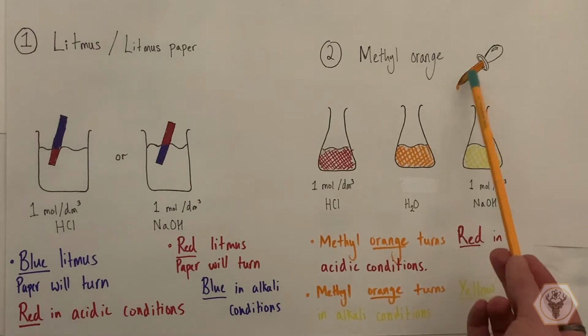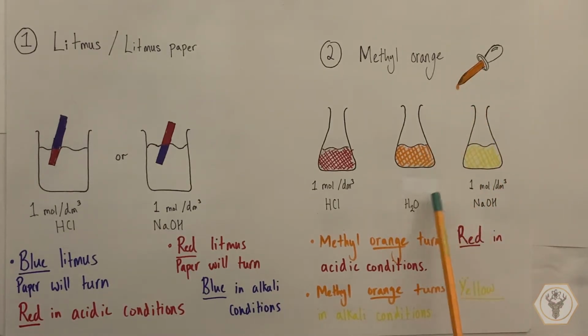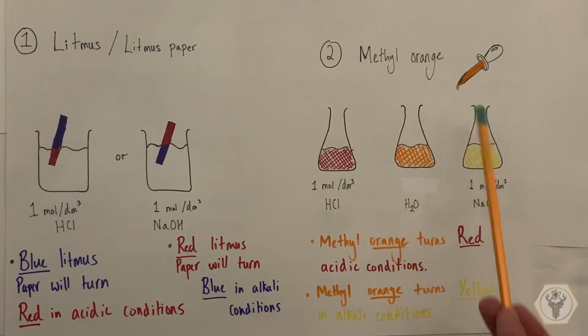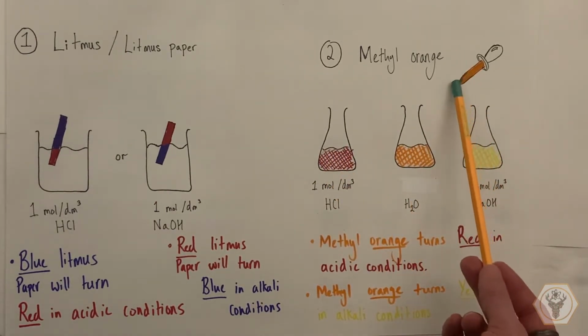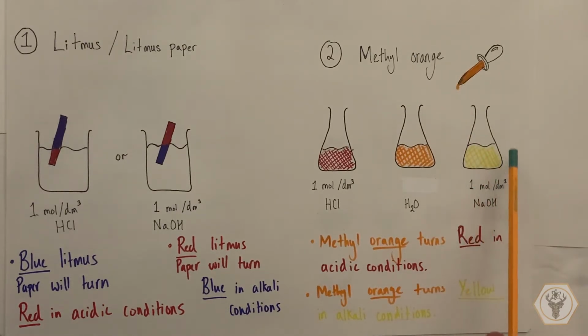You can see that when the methyl orange was put into neutral solution, it stayed orange. When the methyl orange was placed into the acidic conditions, it has turned deep red. And when the methyl orange was placed into the alkali conditions, it seems to have turned slightly more yellow. So methyl orange changes from orange to red in acidic conditions, and it changes from orange to yellow in alkali conditions. So the function of methyl orange is generally to test for the presence of acids, because you get that really vibrant red colour change.